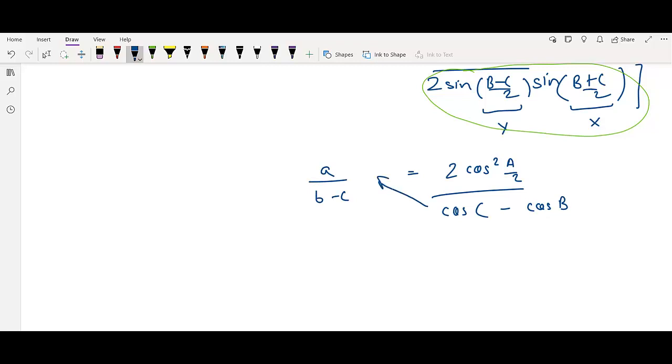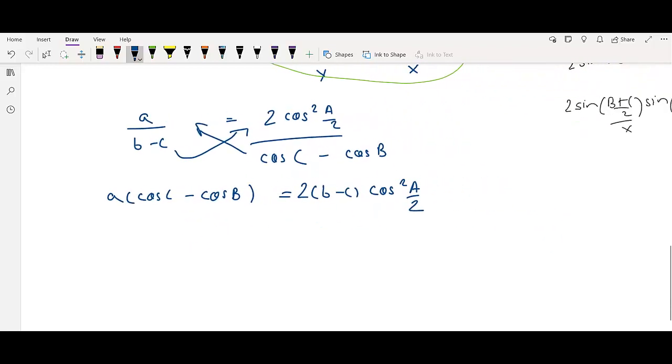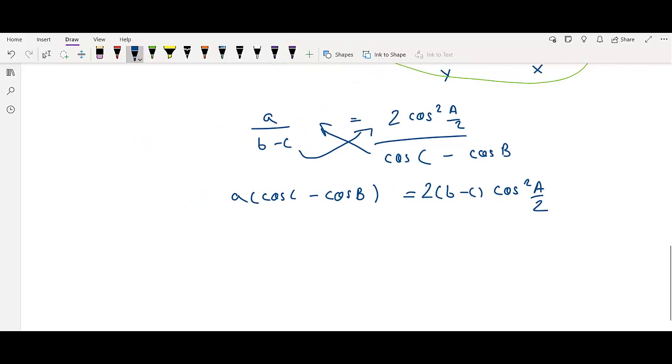The cos c and cos b can come to the left hand side and towards the numerator, and the b minus c can come to the right hand side in the numerator. So I will end up with something like a into cos of c minus cos b equals 2 into b minus c cos square a by 2. Okay, and that is exactly what we had to prove, right? So let me write that down.